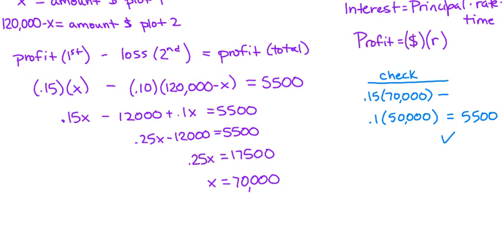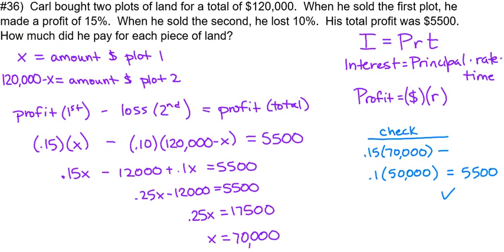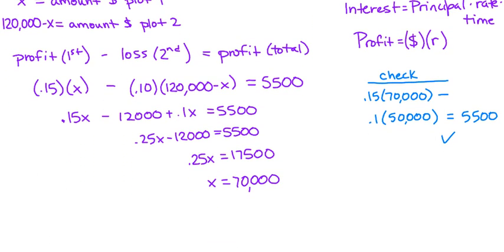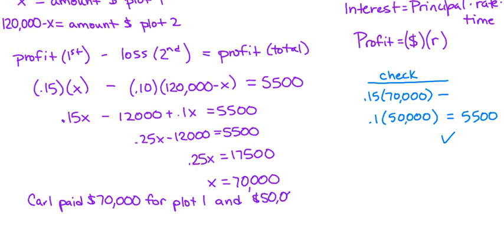And who is he again? Is he Carl? Let's see. Yes, Carl. So Carl paid $70,000, include that dollar sign there, for plot 1. And $50,000 for plot 2.